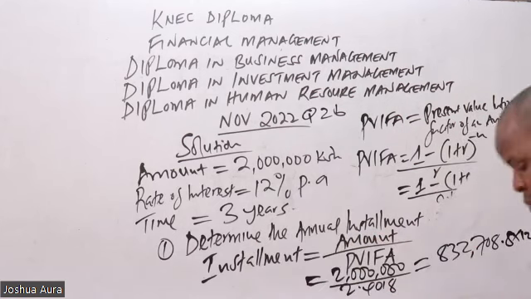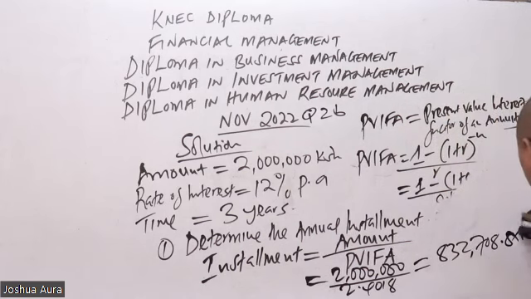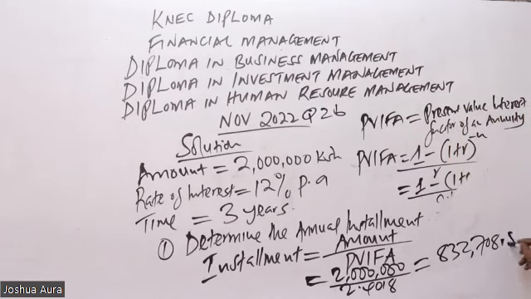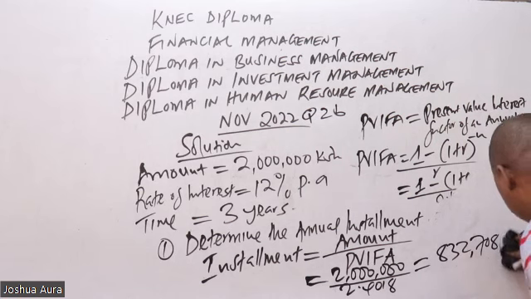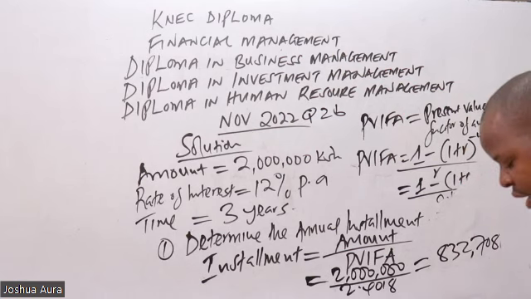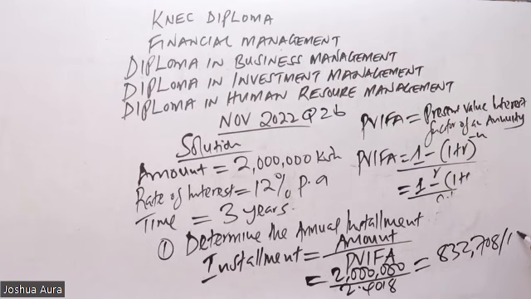we divide, not multiply. We divide by 12, not multiply by 12. To get monthly, we divide this by 12 months. So what are we getting? We divide by 12.